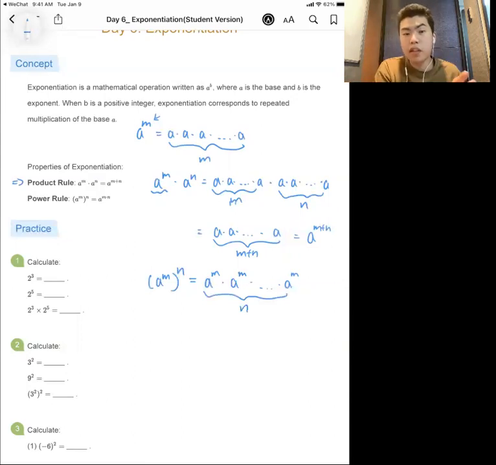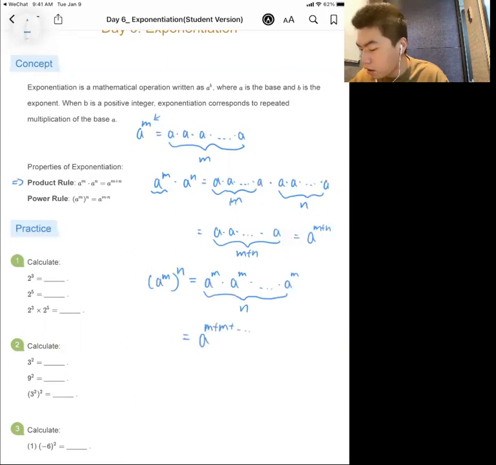From the previous rule, we know that the product rule can be written as an addition within the exponent. So we just have a to the power of m plus dot dot dot plus m. How many m's do we have? We have n of these m's, because we have n of these powers. So the result will be a to the power of m times n. This is how we get this result from the property.